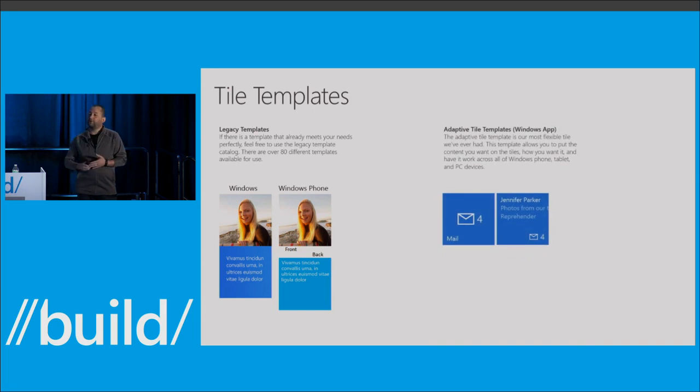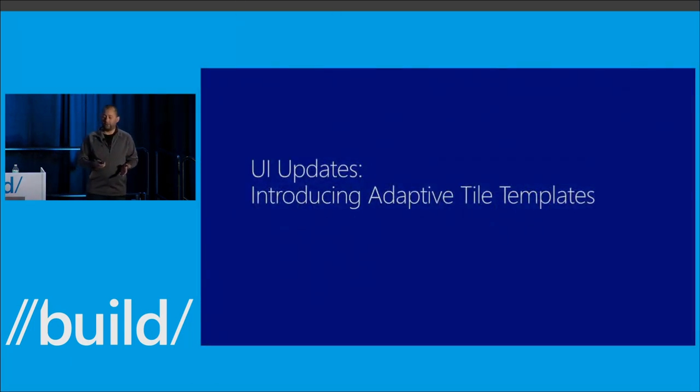However, we are doing something new called adaptive tile templates. Instead of having multiple templates, this is really just a set of 4 templates for small, medium, wide, and large tiles that are incredibly flexible. You can do really great stuff inside these templates to lay out your content and your images, so that it looks really great and creates a lot of scenarios without having to just use a background image or a static template. So you get a lot more flexibility. And we're going to talk now about what that all looks like and how you do it. So, introducing adaptive tile templates.